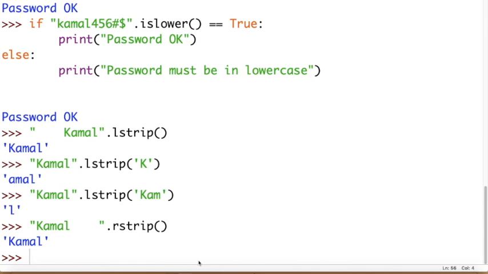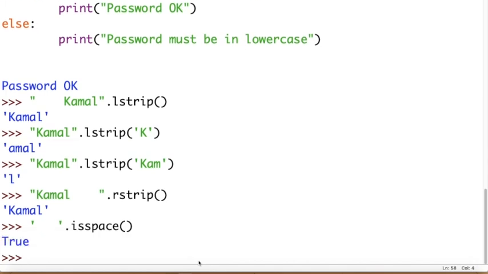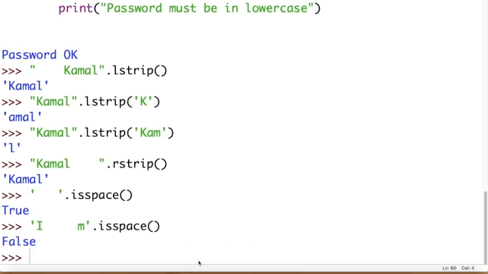Okay, now let us find out another function in the series, that is isspace, right? So isspace checks whether all the characters in a given string are spaces or not. So let us find out. Let us take a string of blank spaces and apply isspace on it. Blank space.isspace gives you True, because it checks whether the given string is made up of all blank spaces or not. Let us say I take I, blank space, M, and now I apply isspace. It will give us False, because not all the characters are blank spaces. Here I and M are there, right?